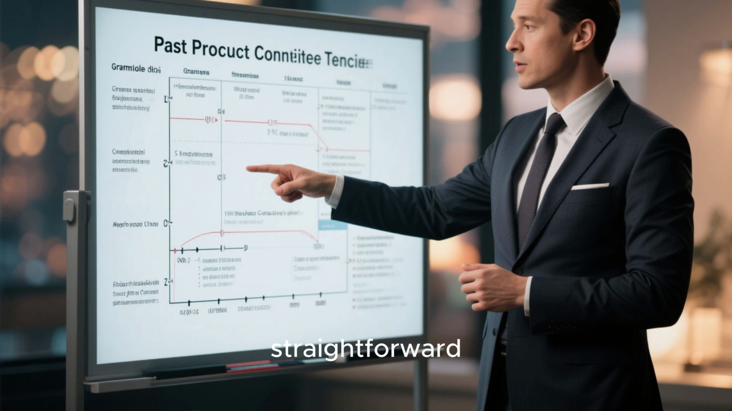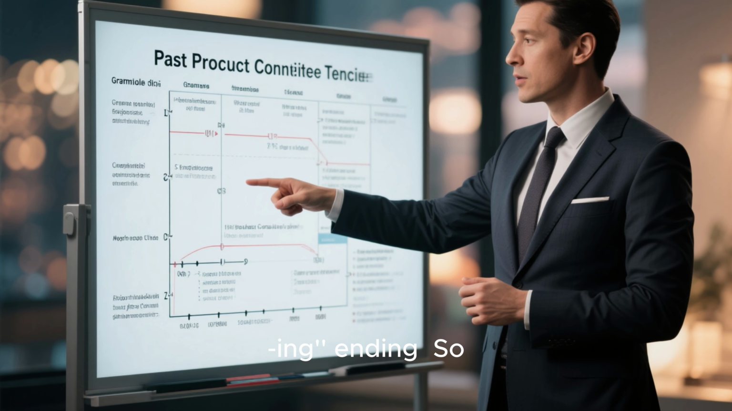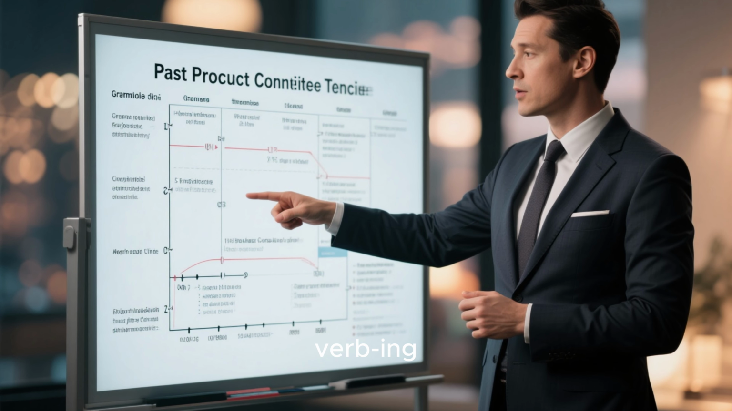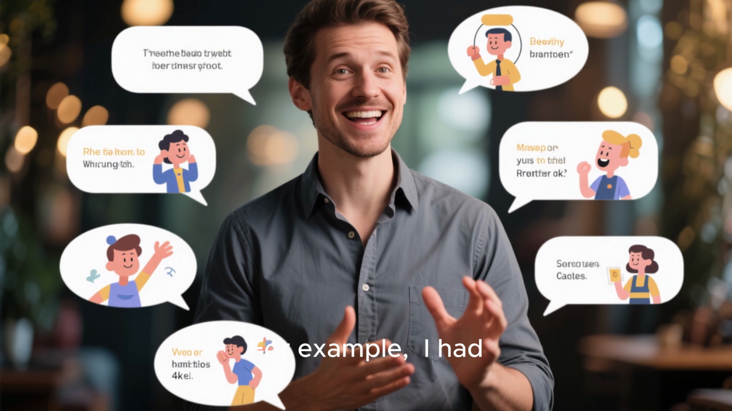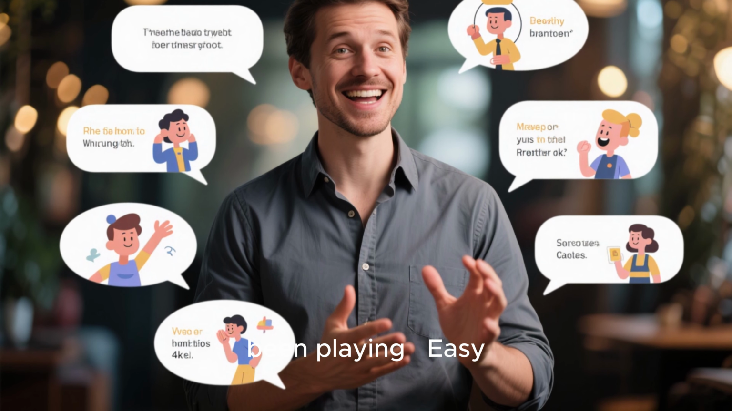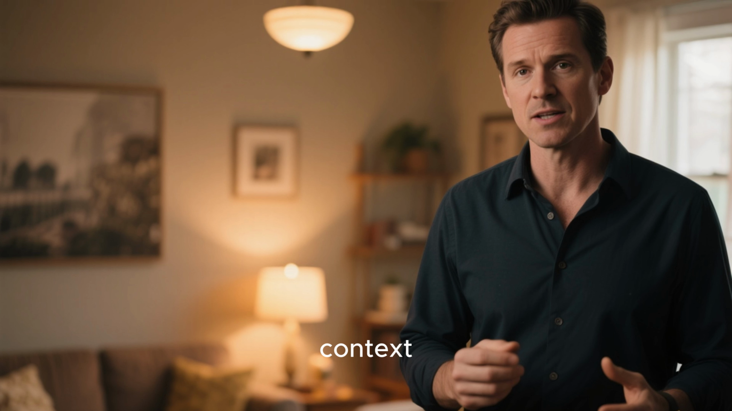The structure is pretty straightforward. You use had been, plus the verb with an ing ending. So, had been, plus verb-ing. For example, I had been studying, she had been working, they had been playing. Easy, right? Now, let's put this into a real-life context.